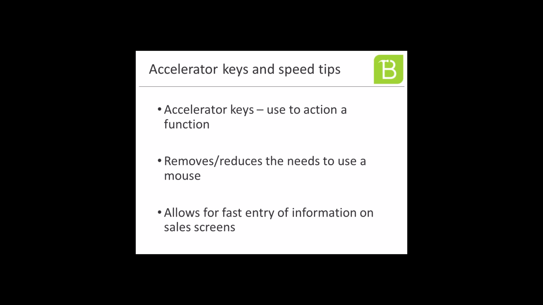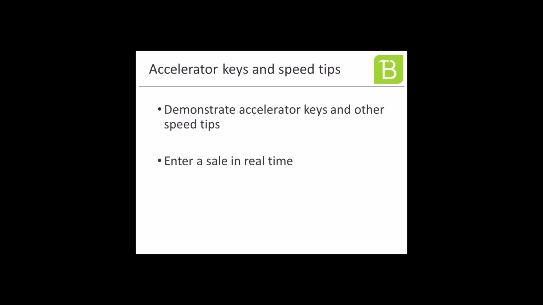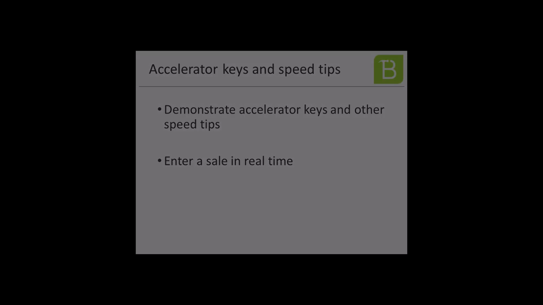once you know the keystrokes, you can enter a sale without touching the mouse. This makes it possible to enter a sale on the graphical interface extremely quickly, as quickly as a sale can be entered on the old character interface screens. I'll first talk through the basic accelerator keys on the graphical sales screens and point out any other tips for entering data more efficiently. Then I'll add a collected retail sale using only keystrokes to show just how quickly a sale can be completed in graphical.